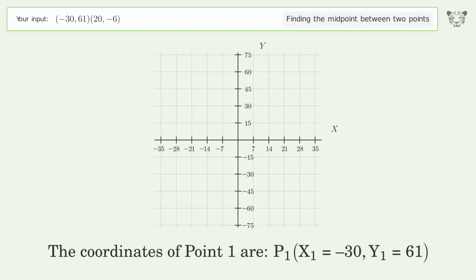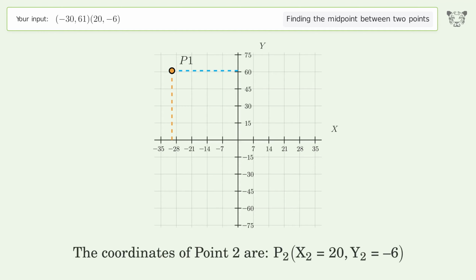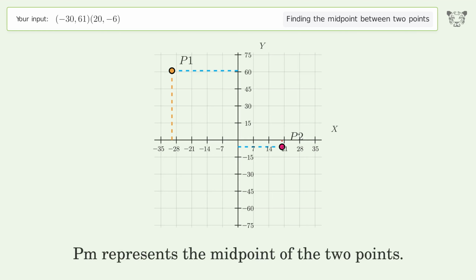The coordinates of point 1 are, x1 equals -30, y1 equals 61. The coordinates of point 2 are, x2 equals 20, y2 equals -6. PM represents the midpoint of the 2 points.